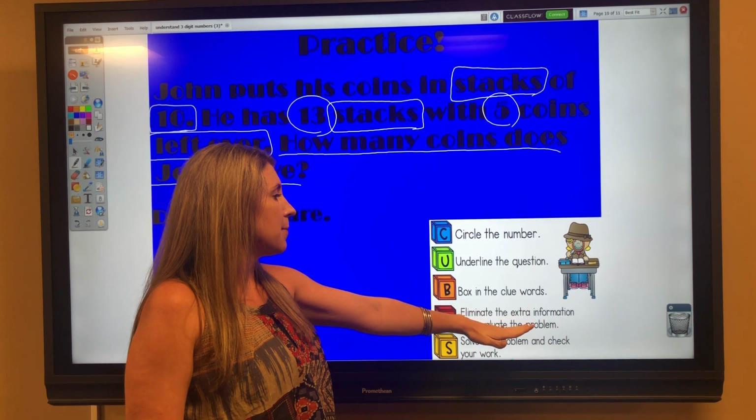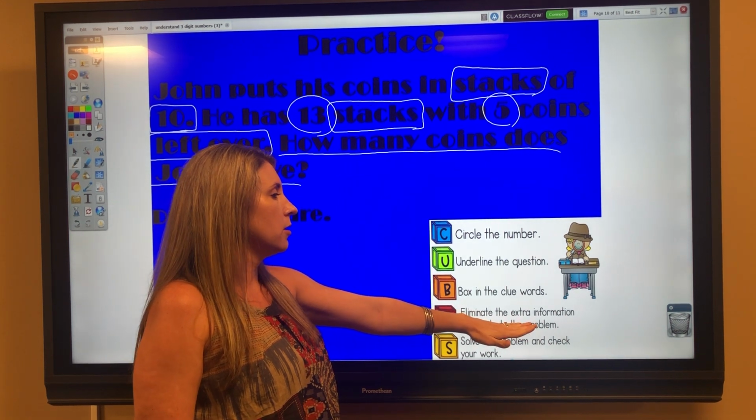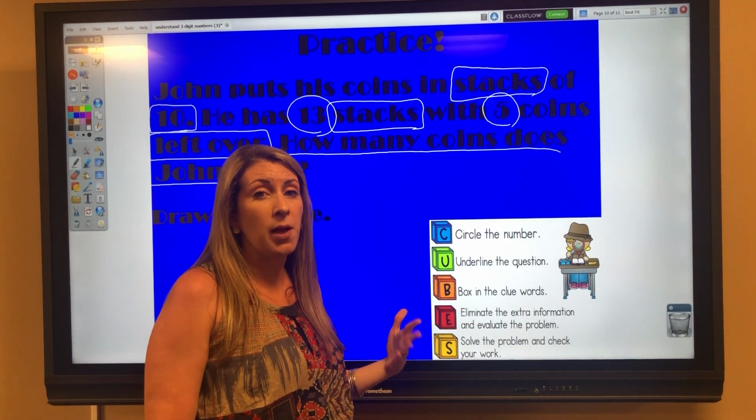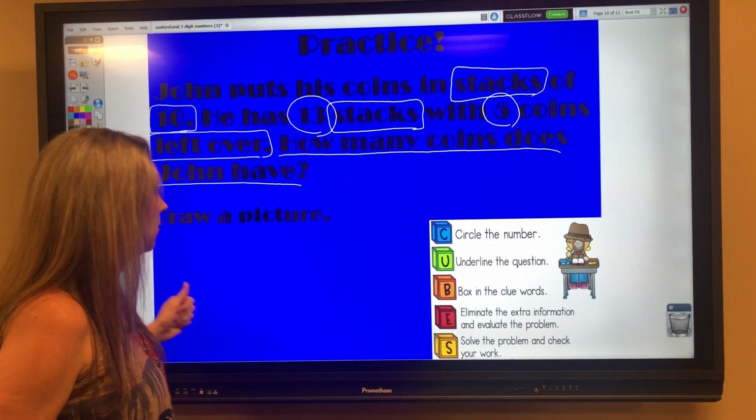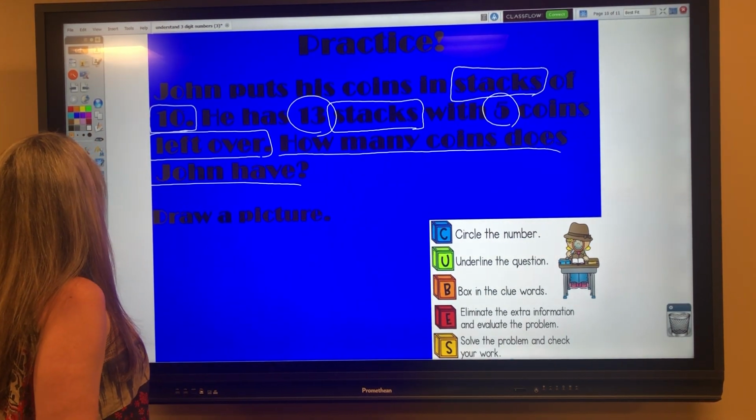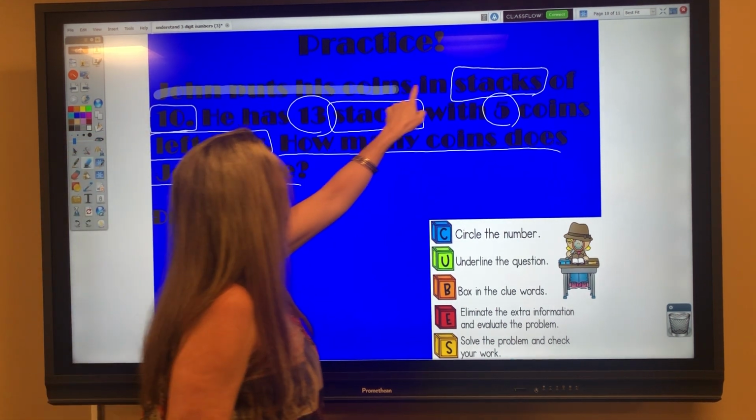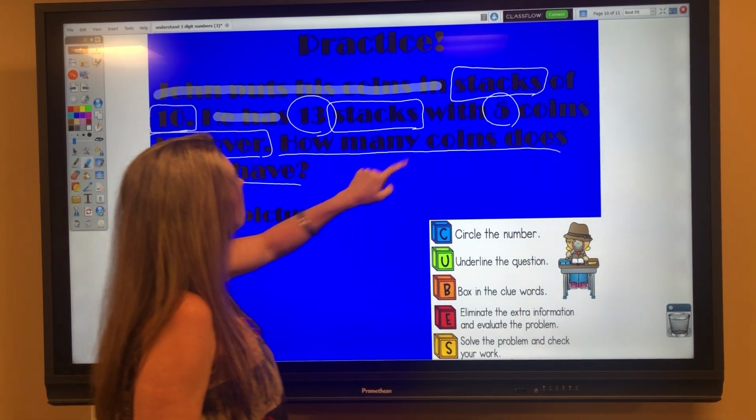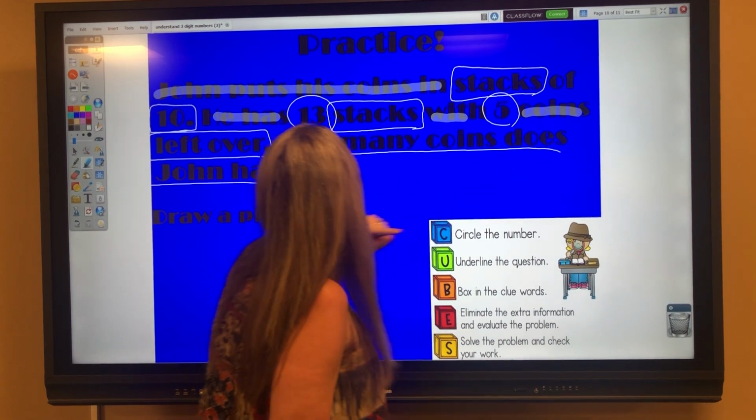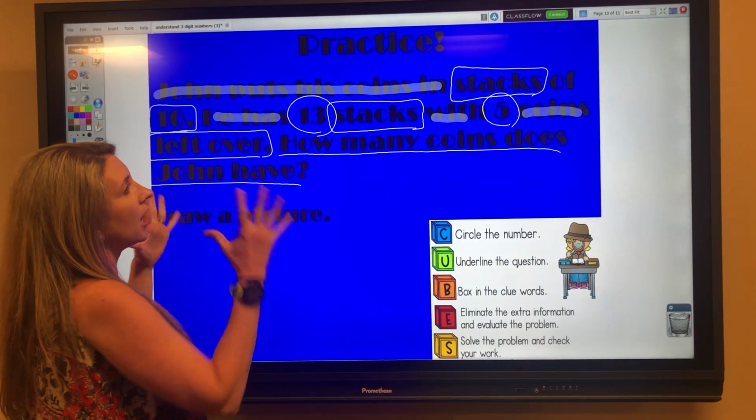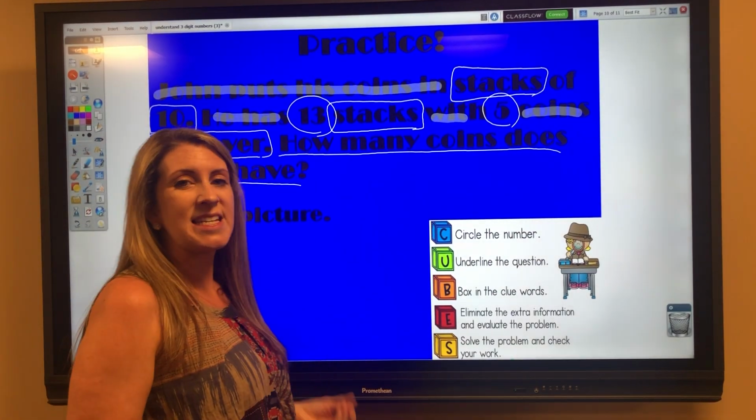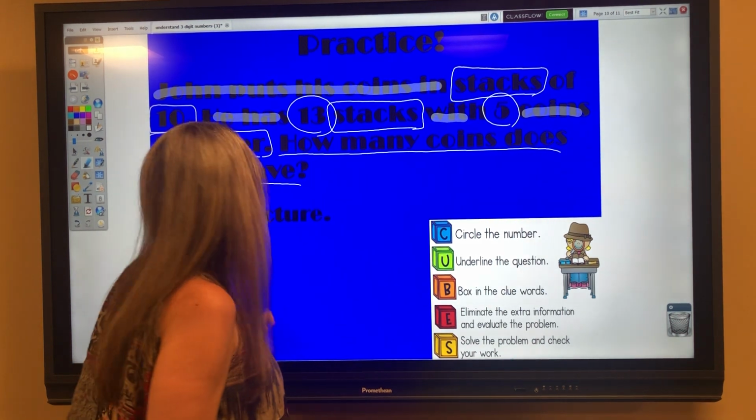So now let's eliminate the extra information and evaluate more what we need to do to solve this problem. So we're going to take our tools here and we're going to cross out all of this other information that we don't really need to solve the problem.